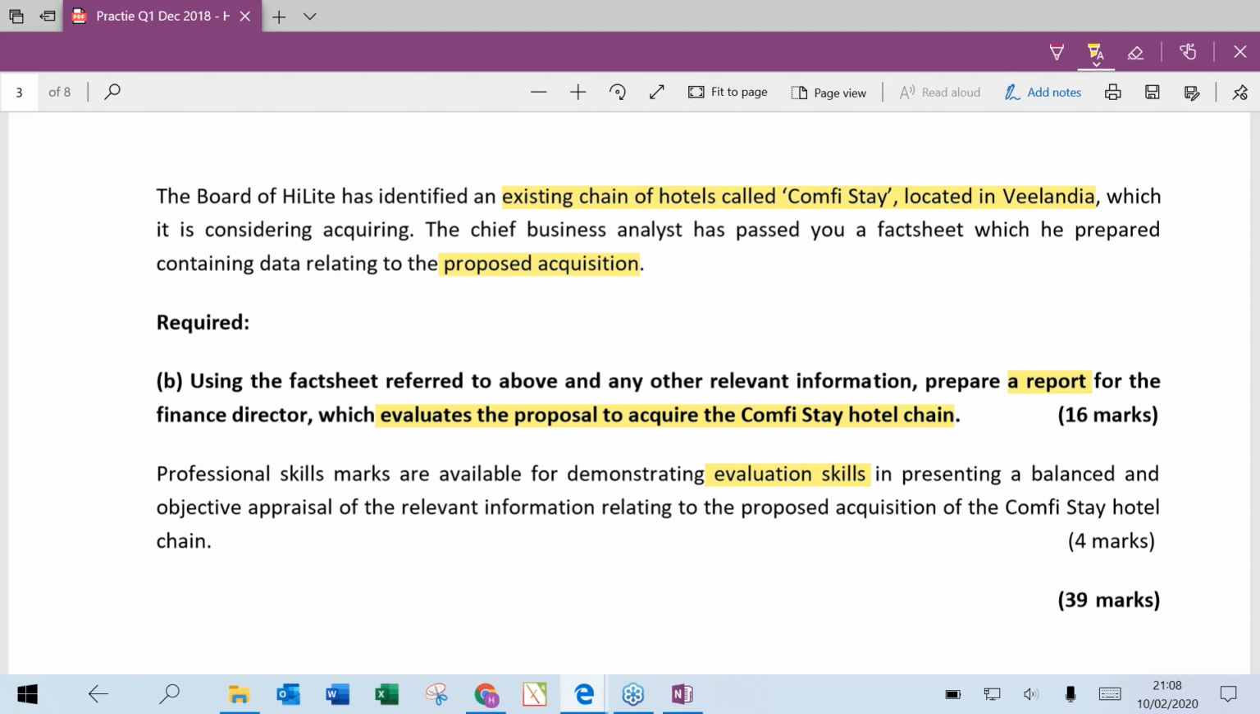evaluation skill, you need to talk about pros and cons. It said in the case, present a balanced appraisal, right? So whenever you see evaluation skill, you do pros and cons. Make sure that your answer doesn't talk about pros only. You should also cover cons and vice versa, right?